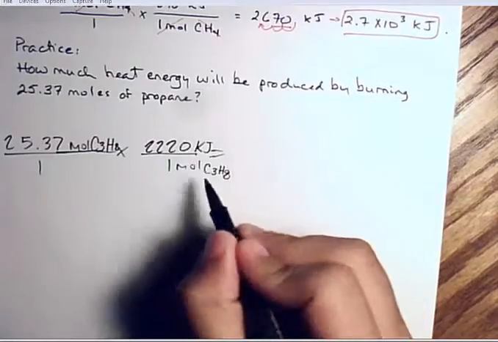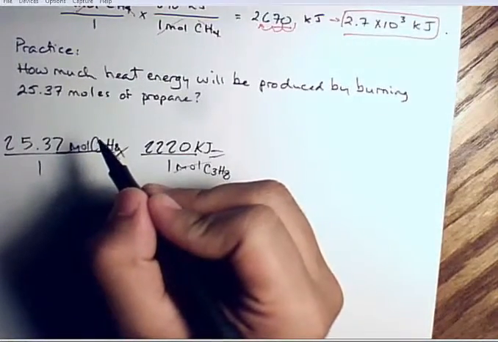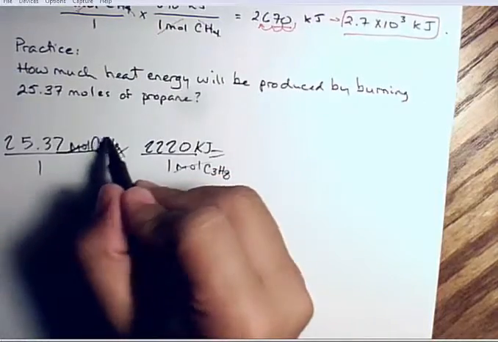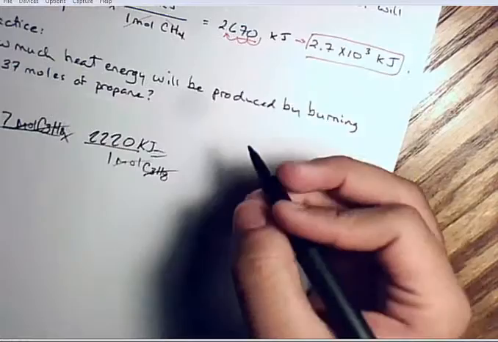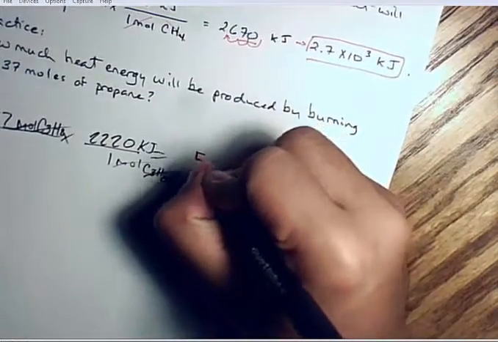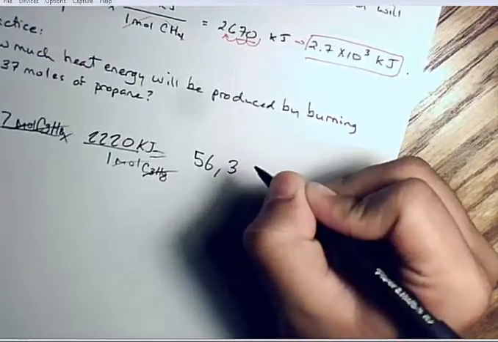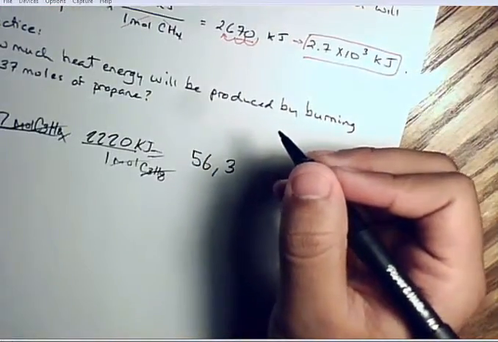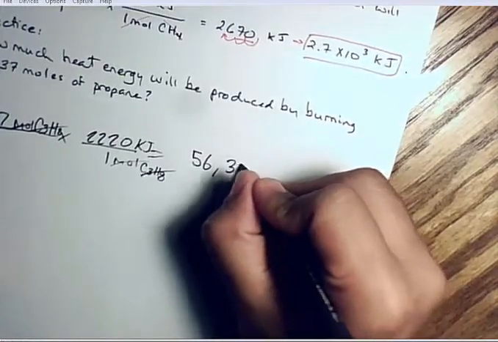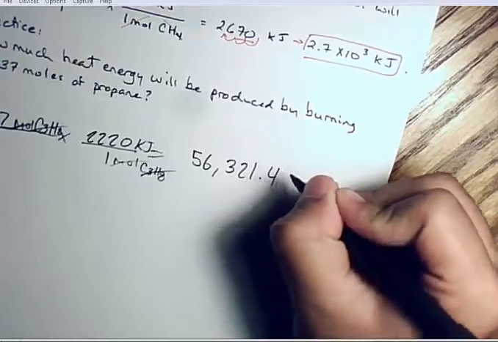I just forgot. So you take away the mole. You take away all of that. I take away the propane. And my answer on my calculator is 56,000, or 0.4.